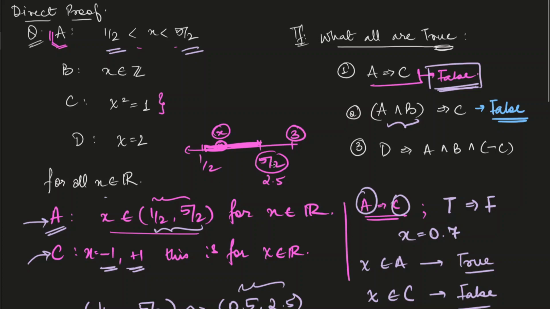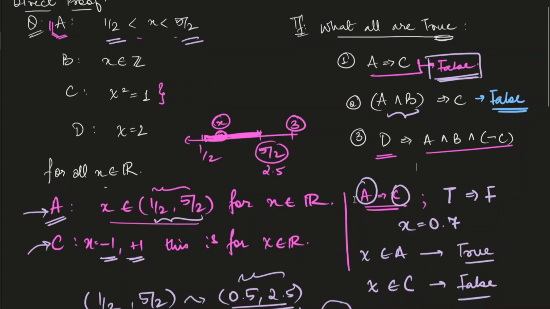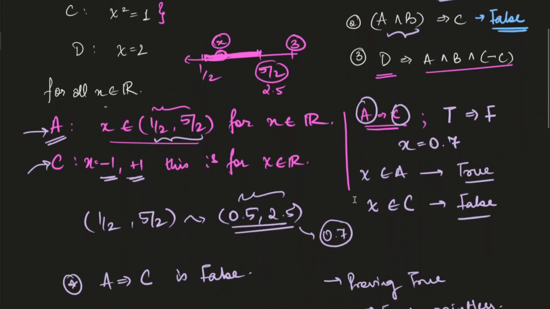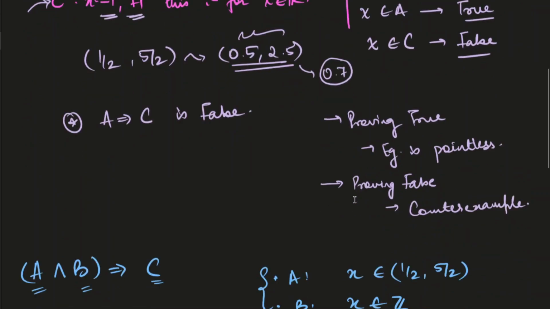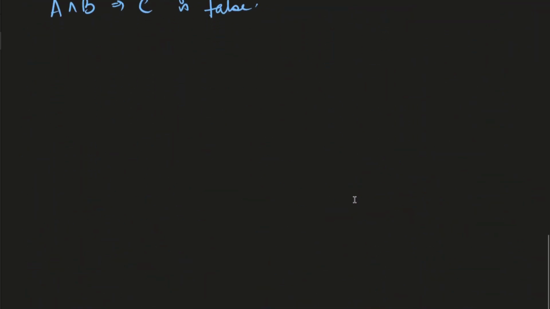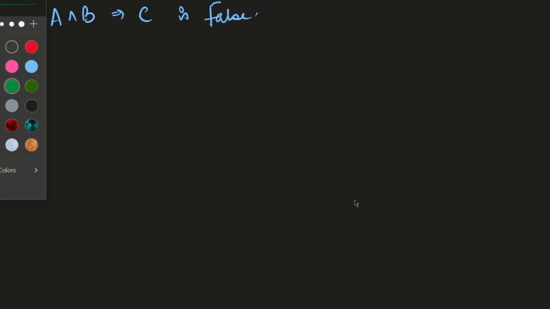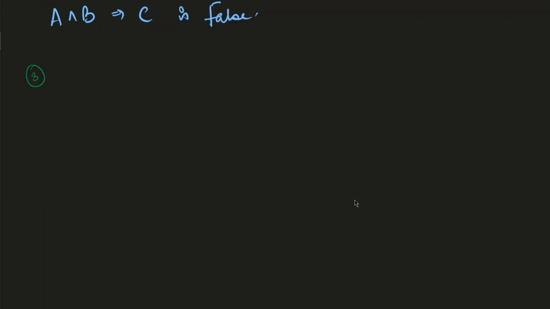Next, this is something a little complicated now. Let's try it out anyway. Let's write it down. Okay, I'm excited. Let's go. So the third statement says, D implies A and B and negation of C.